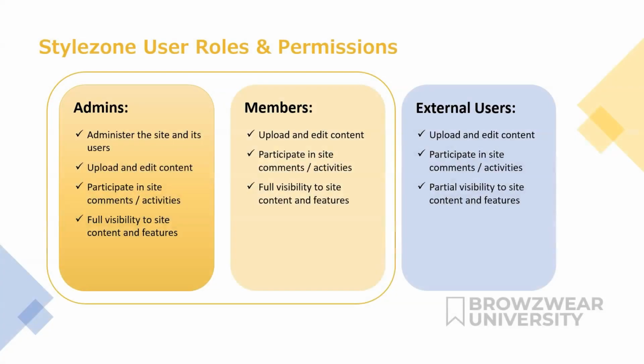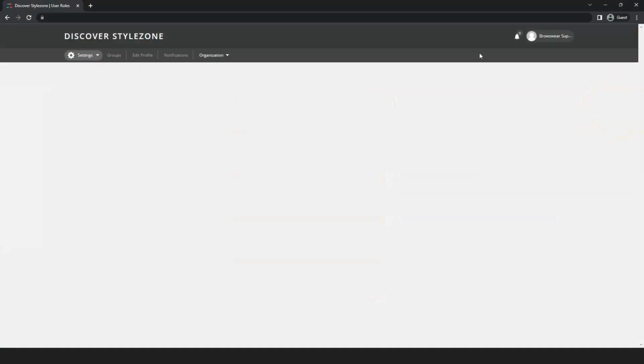In this lesson, we will demonstrate how to view and manage user roles for all site users. As a reminder, user roles are the highest level permission type in StyleZone and determine a user's global interface and abilities across the site. The three types of user roles are administrators, members, and external users.